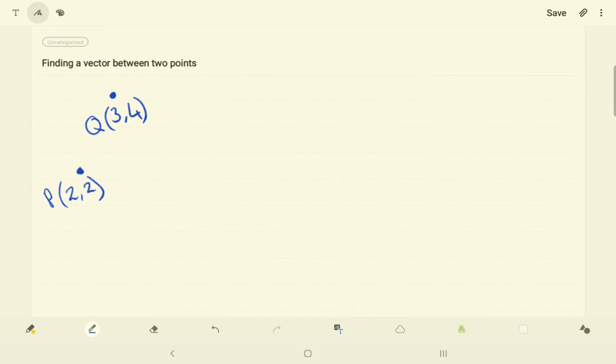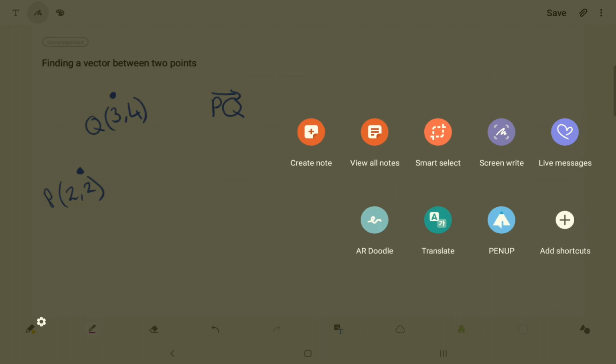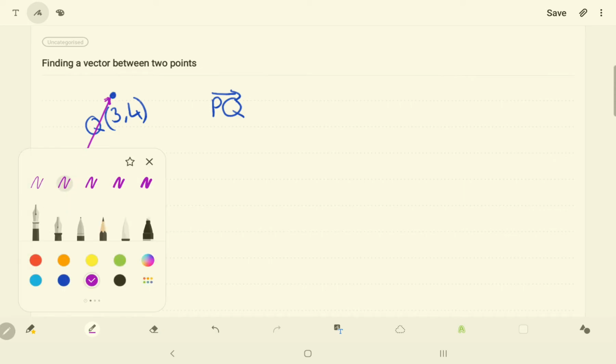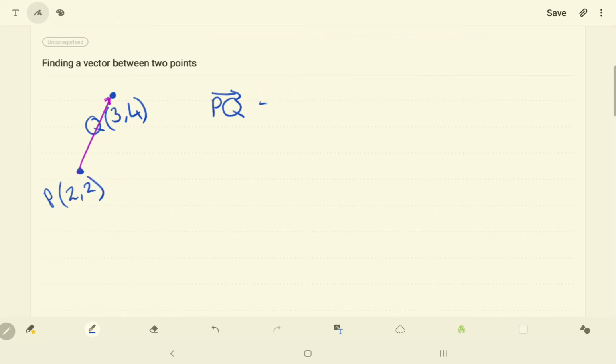So by looking at this and going, well, I'm going from P to Q. So I'm looking for this vector in purple. So I'm going from P to Q. How far did I travel on the x? That goes on the top. How far did I travel on the y? That goes on the bottom.